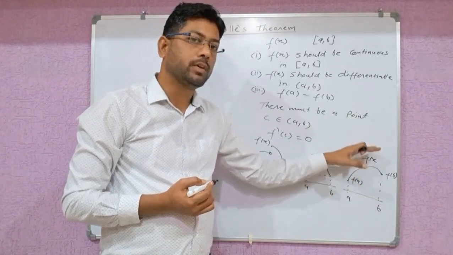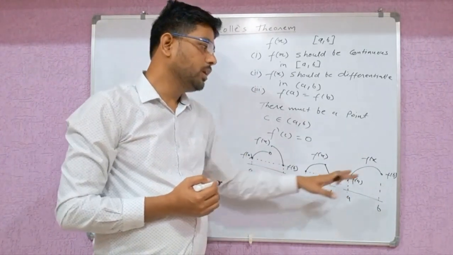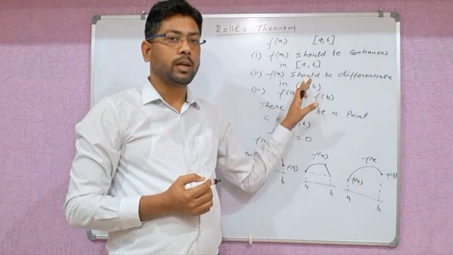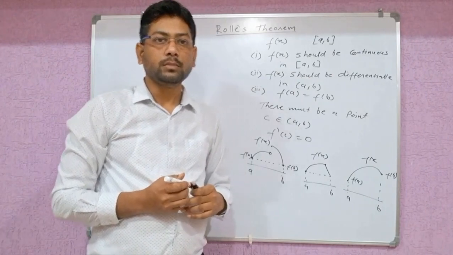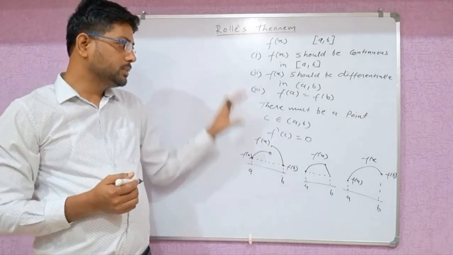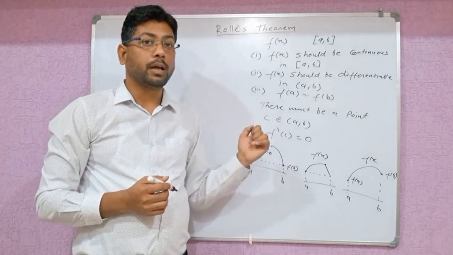There is a huge difference in there. We can see this f of A is not equal to f of B. So again, this third condition is not satisfied, and here again we cannot apply Rolle's theorem. So all these three conditions, when these are not satisfied, we have seen. Now let's see when we'll apply this Rolle's theorem.